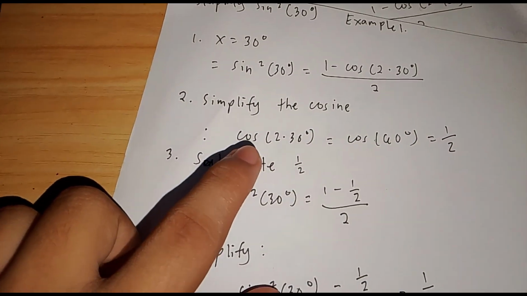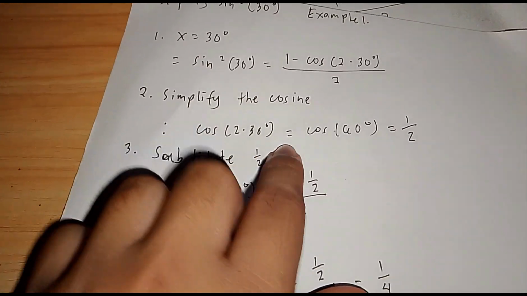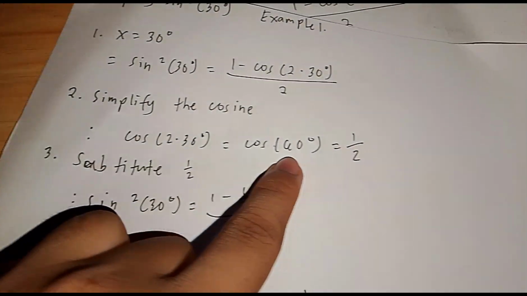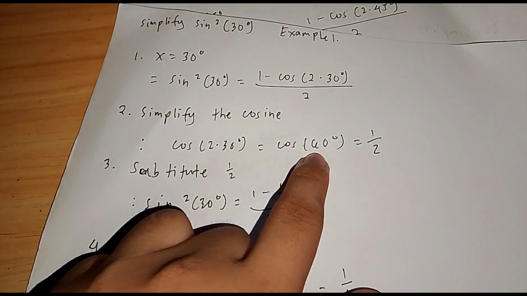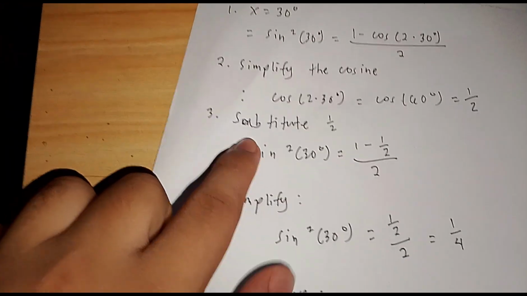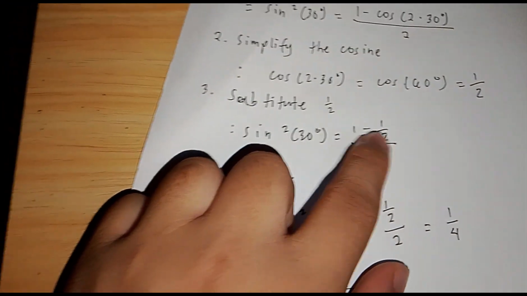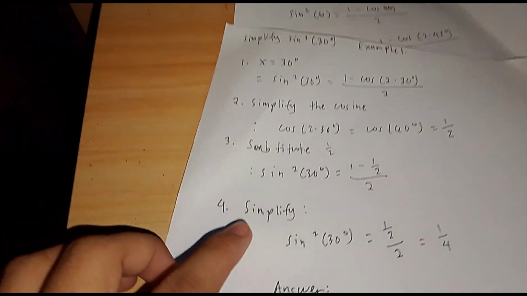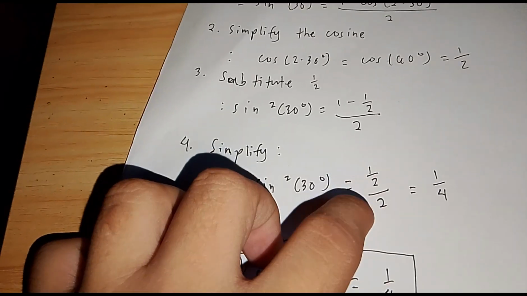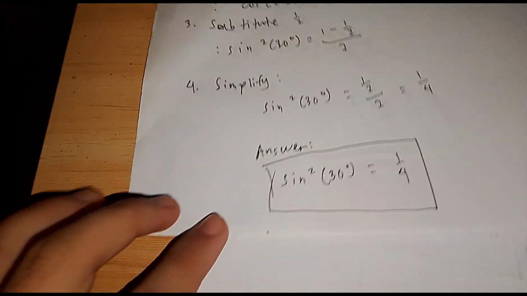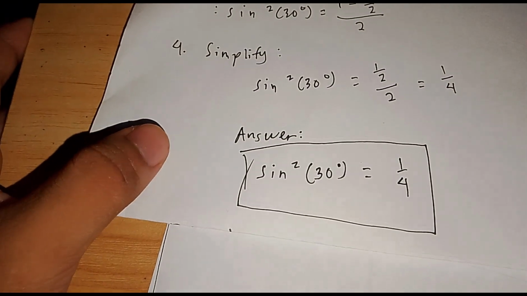Cosine of 2 multiplied by 30 degrees equals cosine 60 degrees. Using the unit circle or a calculator, cosine 60 degrees is 1/2. So substitute: sine squared 30 degrees equals 1 minus 1/2 over 2. Simplify: sine squared 30 degrees equals 1/2 over 2, which equals 1/4. So the answer is 1/4.